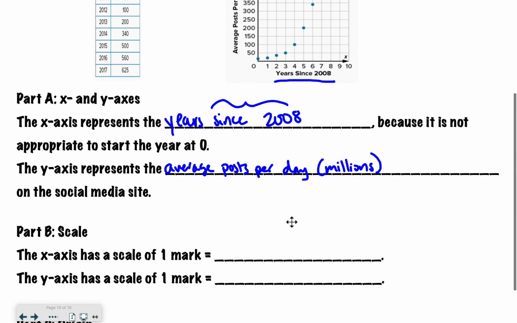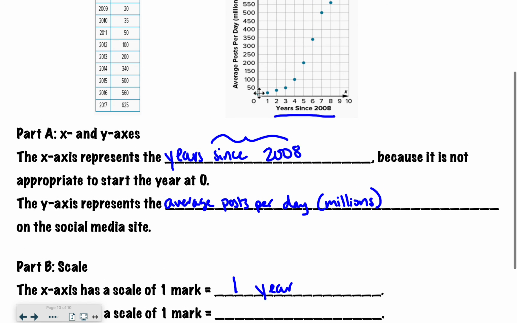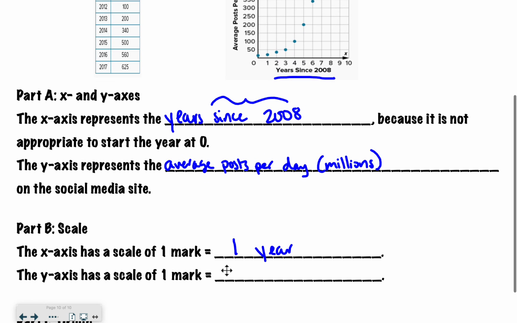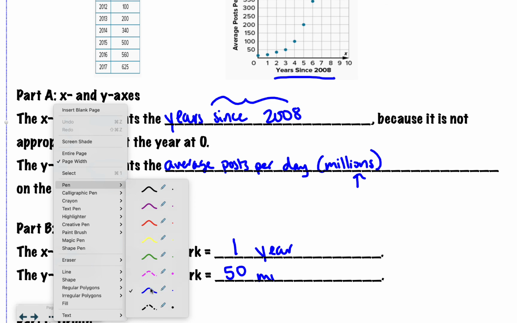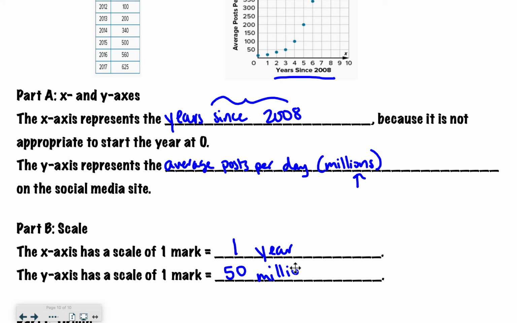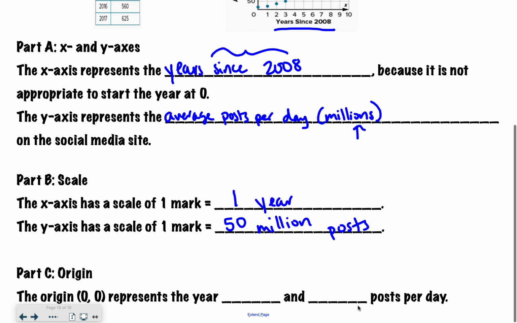Okay, part B, the scales. Let's talk about what is the scale for our x-axis. It goes from 0, 1, 2, 3. It's going up by 1. So it'd be 1 mark equals 1 year. And if we look here, we have our y-axis is going up by 50s. But it's not just 50, right? It's 50 million posts. So it's really important to write million after that 50, because there's a big difference between 50 and 50 million. So 50 million posts.